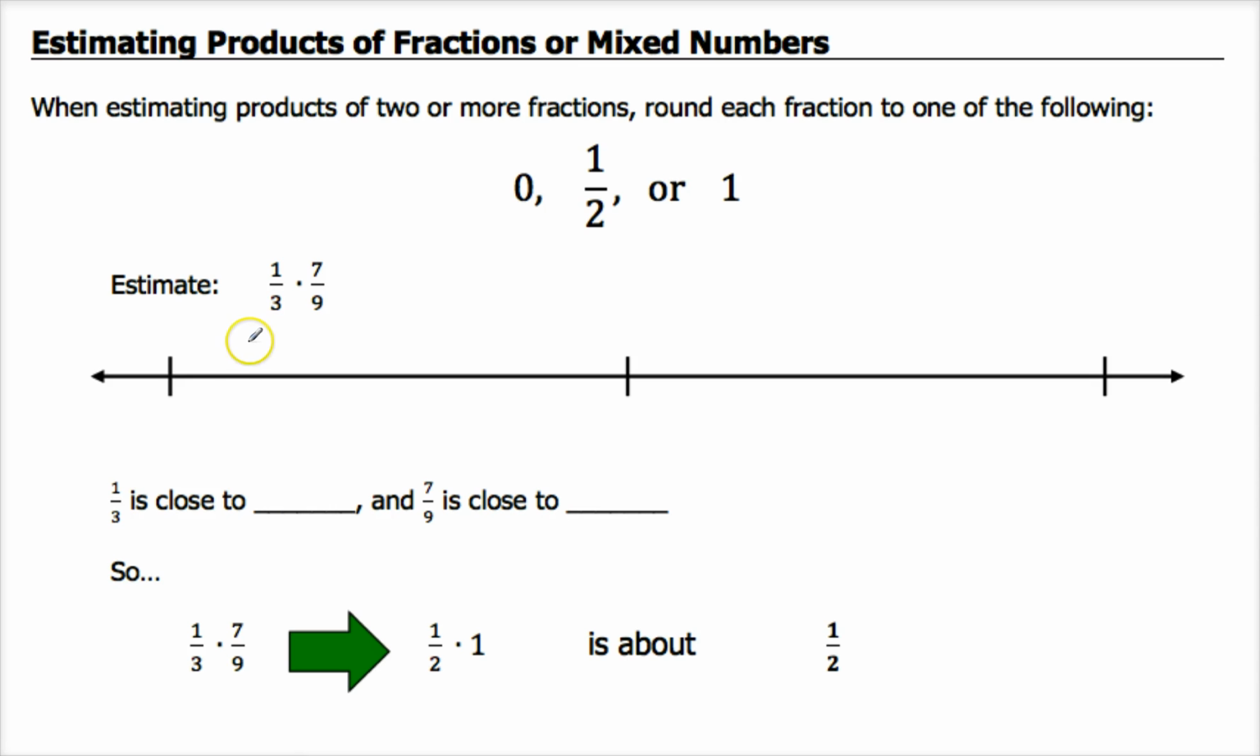So let's say we're estimating the problem 1/3 times 7/9. Well, I can visualize this on a number line here. On my number line, I'm going to mark a place for 0 and for 1. And if 0 is here and 1 is here, 1/2 is going to be in the middle. Now, to get a picture of what 1/3 and 7/9 are closer to, 1/3 would be about 1/3 of the way from 0 to 1. So it would be about right here.